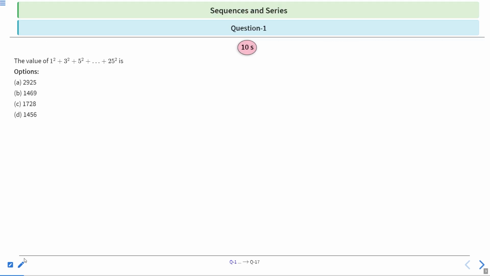Let's start with question number 1. Question number 1 says that we have to find the value of 1 square plus 3 square plus 5 square till 25 square. So, after 10 seconds, we will discuss the solution. Okay, let's move to the solution part.